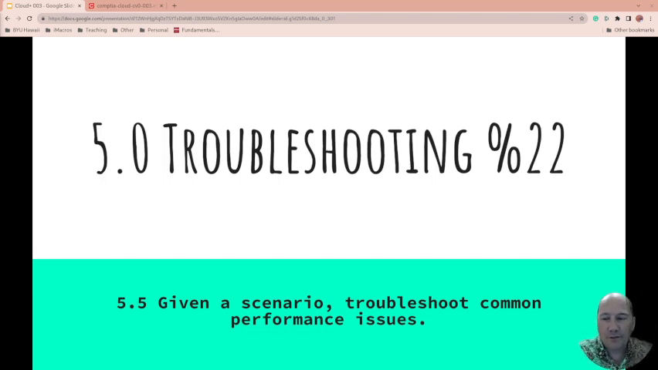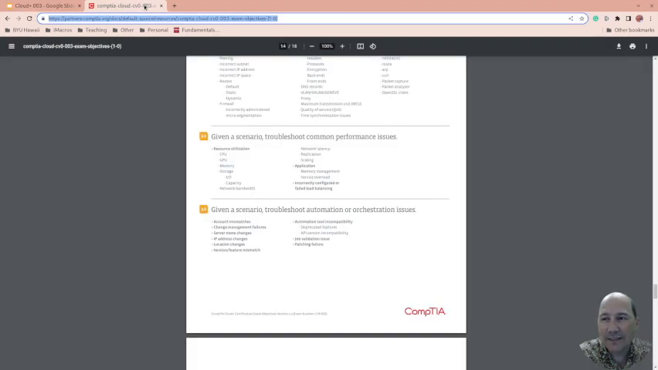Okay, we're on to the next one. 5.5, given a scenario, troubleshoot common performance issues. This is part of section 5.0, troubleshooting, and 5.0 troubleshooting is 22% of the Cloud Plus CompTIA certification exam. And we're taking this right from the exam objectives, and I'll link to this down below. 5.5 right here. So this is the section we're going to do right now.